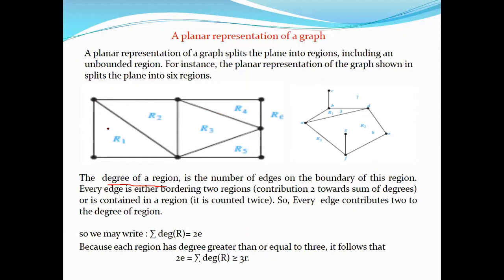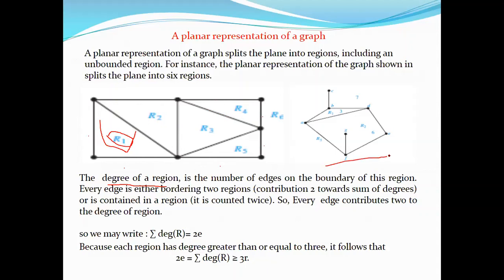For example, if we take this region R1, how many edges are bordering this region? It is 1, then 2, and then 3. So the degree of this region R1 is 3. The degree of region R2 is also 3. Now what about the degree of R6? It is the unbounded region. So 1, 2, then 3, 4, 5, 6, 7. So the degree of this region R6 is 7.